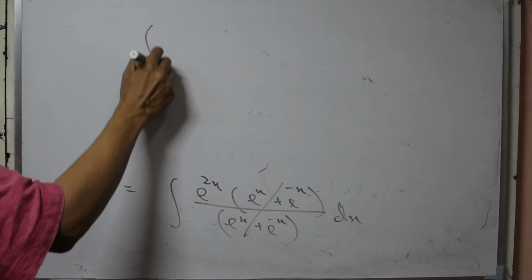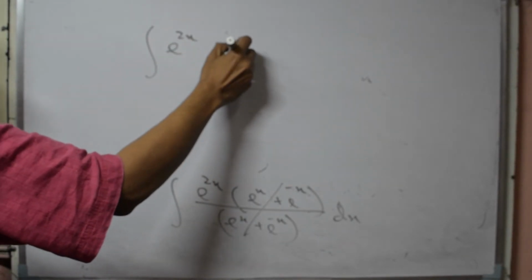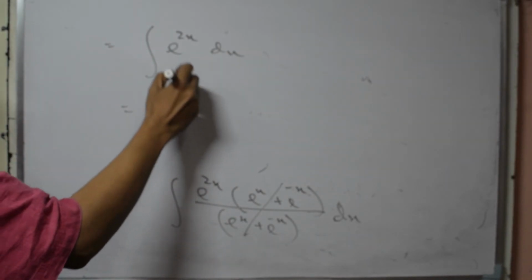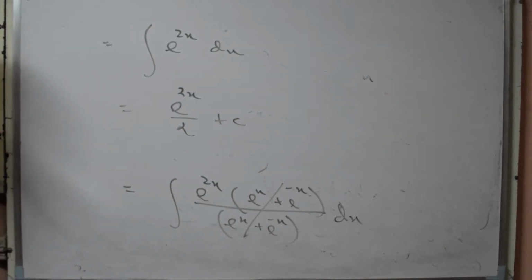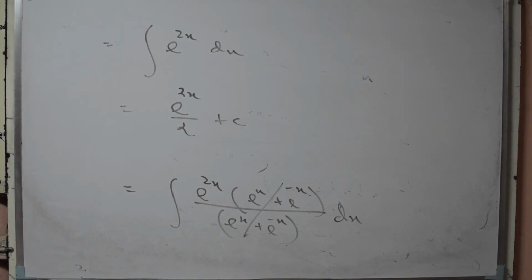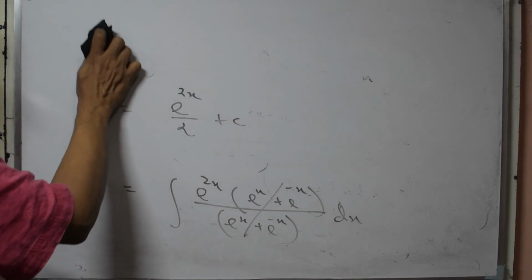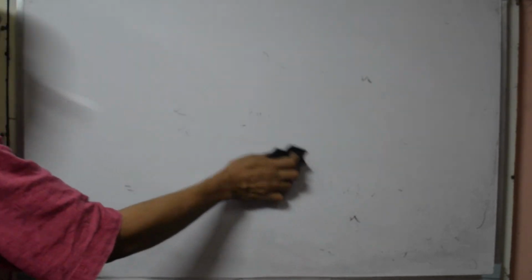Since it is only e to the power 2x, we can finally answer with the e to the power kx rule, that is e to the power 2x by 2 plus c. So this is another example of how to solve. Basically integration means solving, but before that we will simplify.